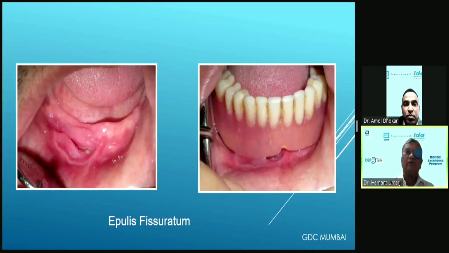We used to call it Gumex, Gumpent. So even after complete total extraction, we used to prescribe some Gumpent so that the mucosa becomes a little tough and keratinized. That is what we used to give.